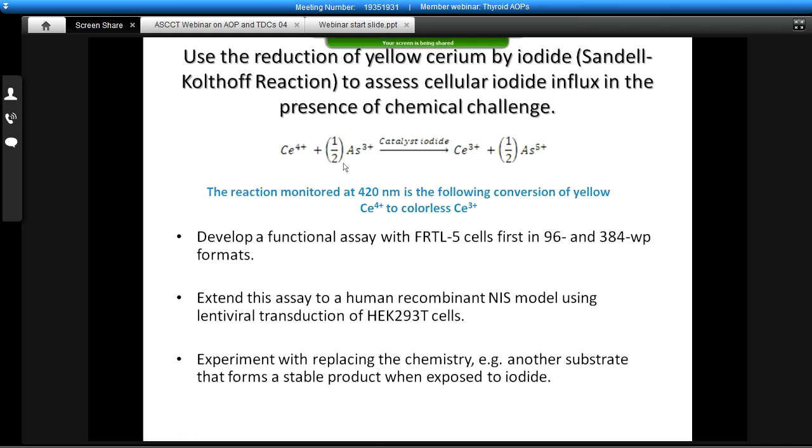What I kind of glossed over is that this reaction occurs also in the presence of arsenious acid, so arsenic. So it's not necessarily appropriate for high throughput screening, might be appropriate for medium throughput until we can develop a cell model and then replace the chemistry.